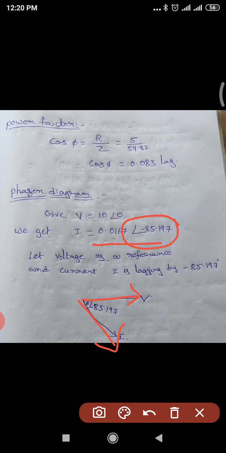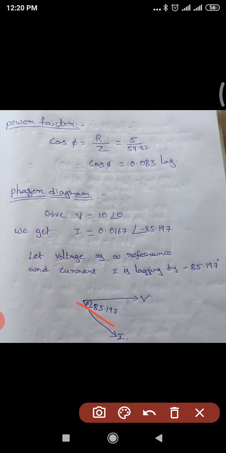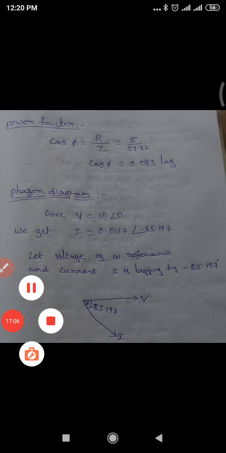So minus means the current is lagging in this direction. If you get any plus symbol, then we write the current this side, but here we are getting the negative symbol, so that's why I am writing the current direction this side. Okay, now this is the phasor diagram for the given circuit. So in this way we can simplify any type of network.